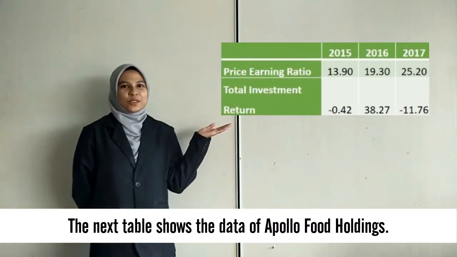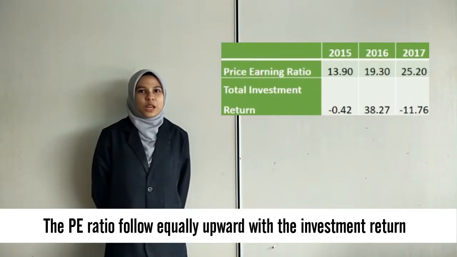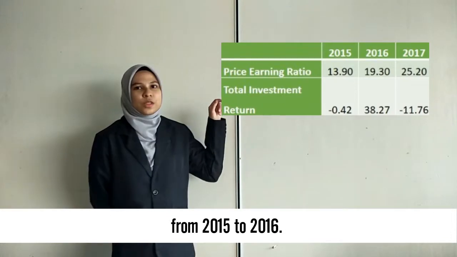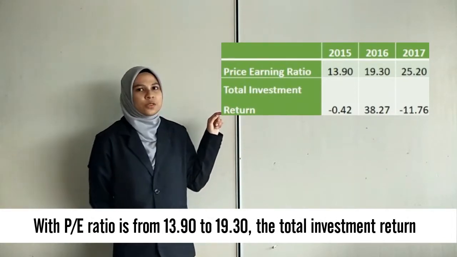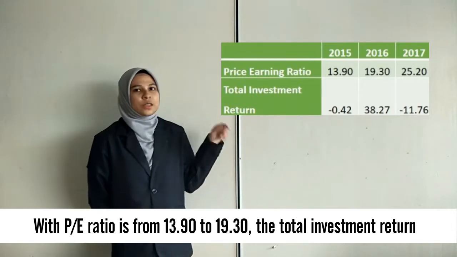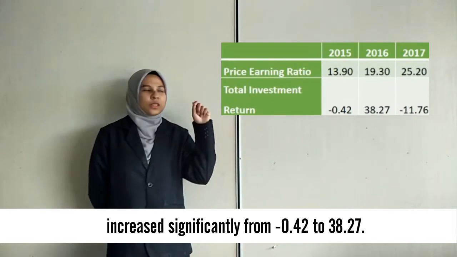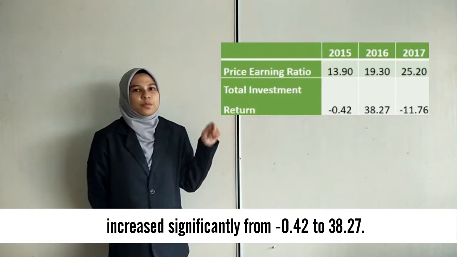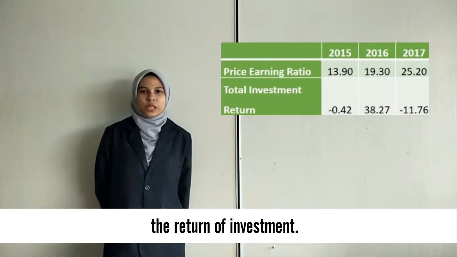Okay, the next table shows the data of Apollo Food Holdings. The PE ratio moves equally upward with the investment return from 2015 to 2016. With the PE ratio going from 13.90 to 19.30, the total investment return increased significantly from 0.42 to 38.27. This indicates a positive relationship between PE ratio and return on investment.